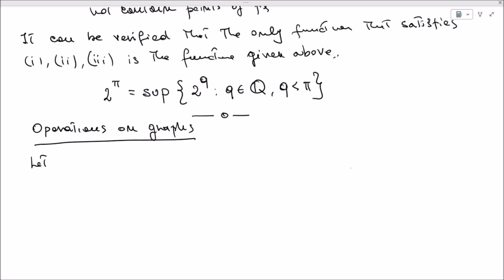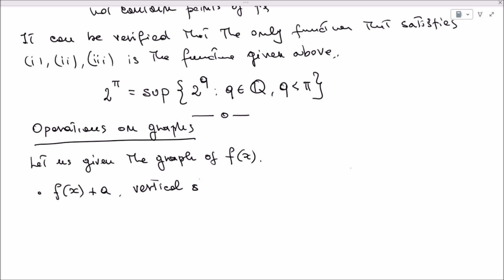So let us be given the graph of f of x. Okay, so first operation, if we do f of x plus a, this will produce a vertical shift of the graph, and this graph will move upward if a is larger than 0. Just a shifting upward or downward depending on the sign of a.